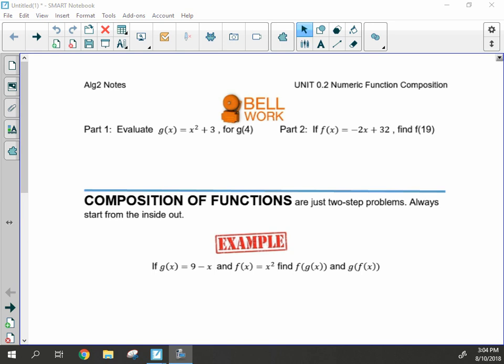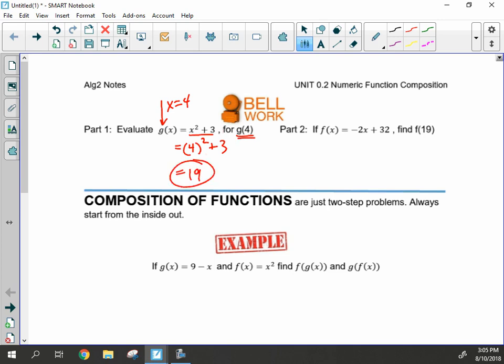Okay, so for this bell work question, it's basically a review from the previous lesson. In the previous lesson, I wanted you to know what G of 4 means. G of 4 means go to the G problem and plug in x equals 4 into the problem. So the G problem is this, so we're going to substitute it out and put in 4. We'll type all that in our calculator, and we get 19. That's our answer.